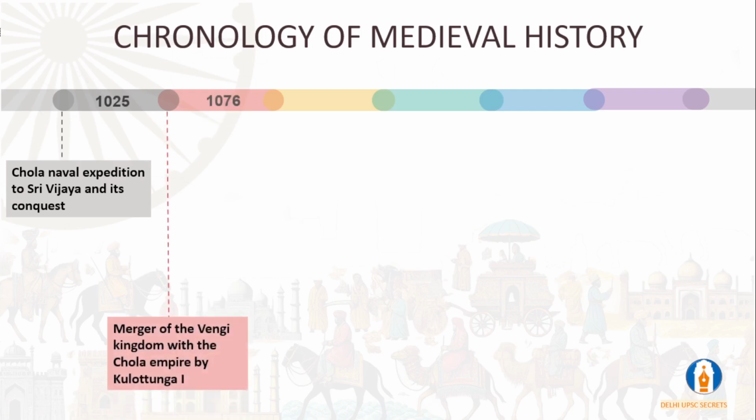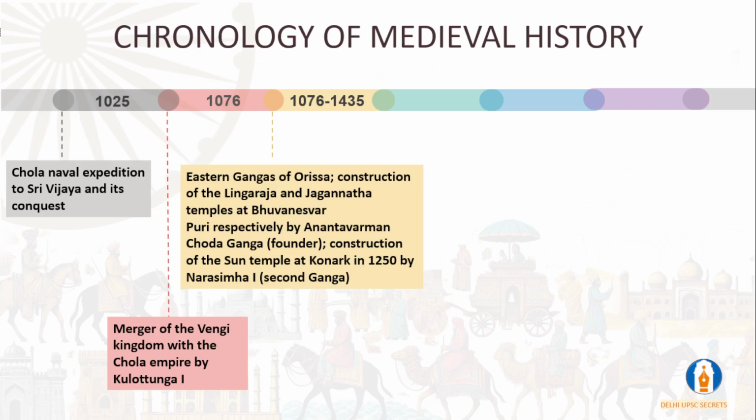Then 1076 AD is a period where the merger of the Vengi kingdom with the Chola empire happens under Kulothunga I. He is also a most important ruler. 1076 to 1435 AD is a period where the Eastern Gangas of Orissa constructed the Lingaraja temple and the famous Sri Jagannatha Swami temple at the Puri region. Anantavarman Chodaganga is the founder of that particular dynasty. The construction of the famous Konark temple happens in this span itself, by Narasimha I, the second Ganga king. Then 1080 to 1194 AD is marked by the Gahadavalas of Kannauj.